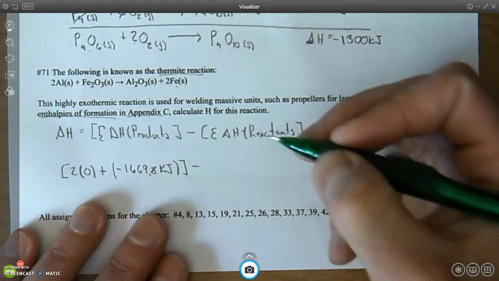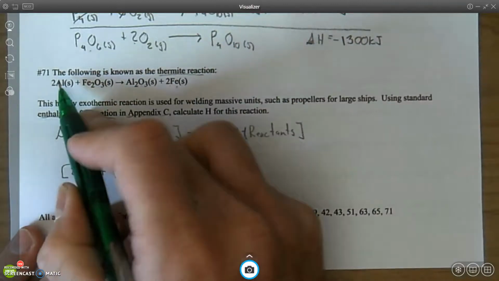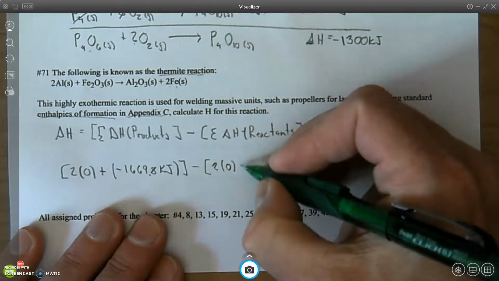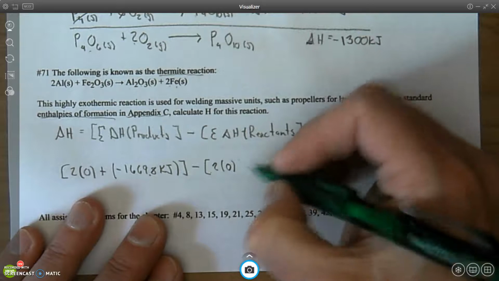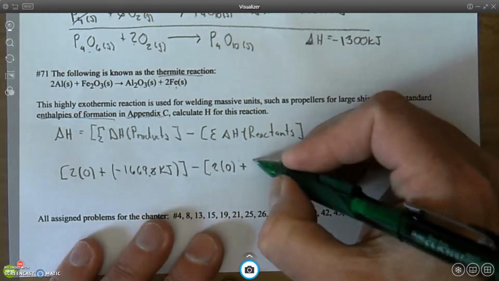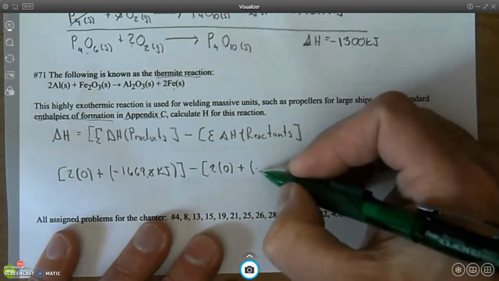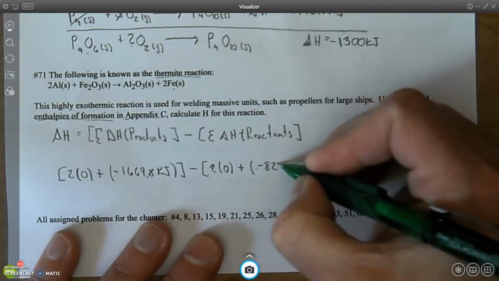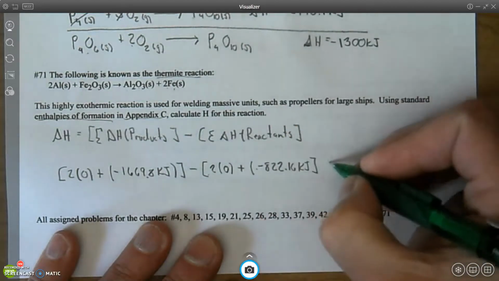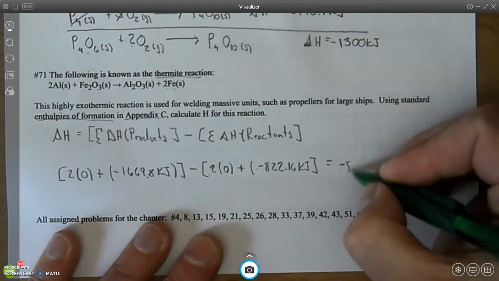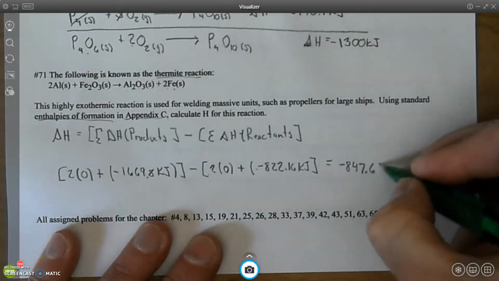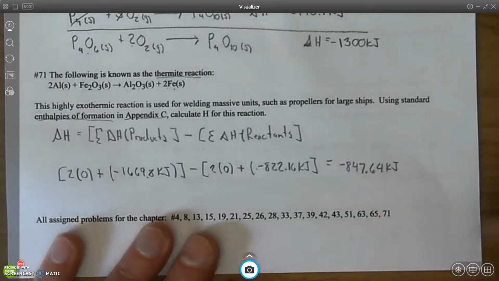And I said products minus reactants. I look at the reactants. I have 2 aluminums in its elemental state. I don't need to worry about that, so I will go ahead and just ignore that. Plus, I've got 1 of the iron oxides. That just so happens to be negative 822.16 kilojoules. All right, if I do the math, add all these up, you will get a value of negative 847.64 kilojoules.